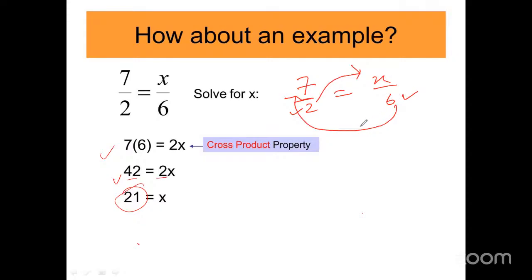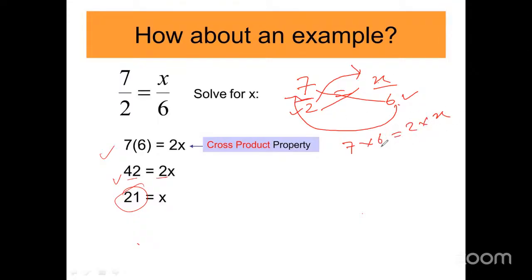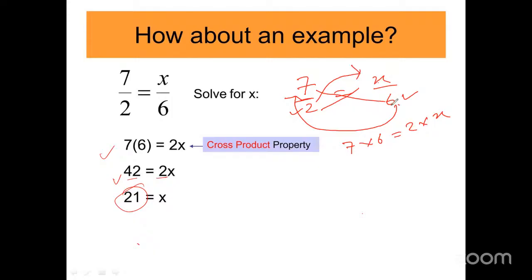Okay. So same thing we are doing. So multiplication, like 2 will be multiplied with x and 6 will be multiplied with 7. So 7 into 6 would be equal to 2 into x, right? Cross multiplication, what we understood earlier. This to this and this to this.